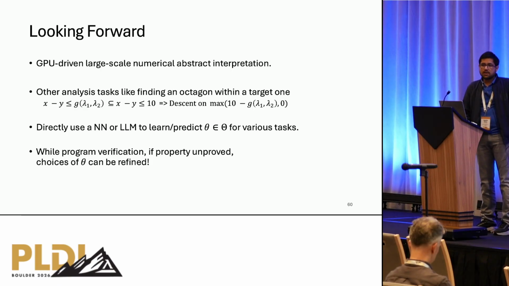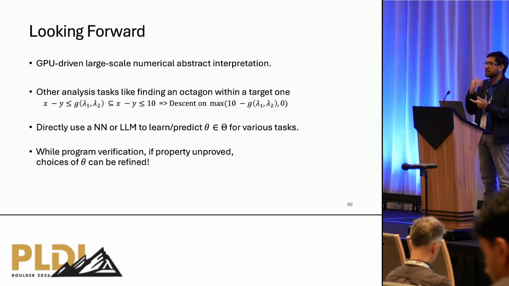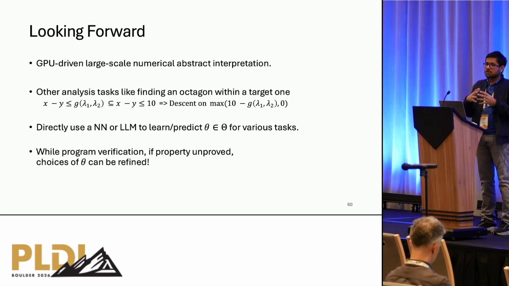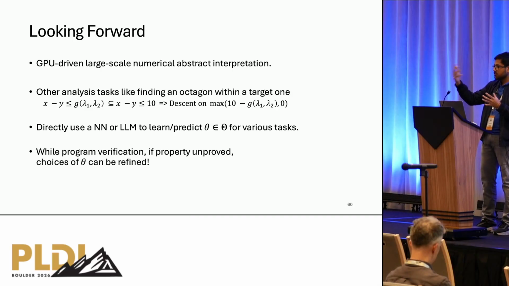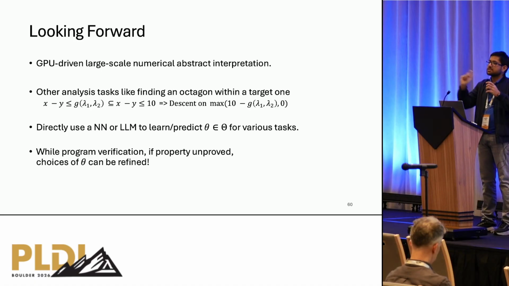So looking forward, we think that this framework can be used for many other things, like enabling GPU-based abstract interpretation, or if your task is to find some specific octagon to prove a property, then you can customize the loss function on which you do the gradient descent. Or while doing program verification, you can do some sort of abstraction refinement: if you see that your property is not proved, you can go back and choose a new parameter from the space.